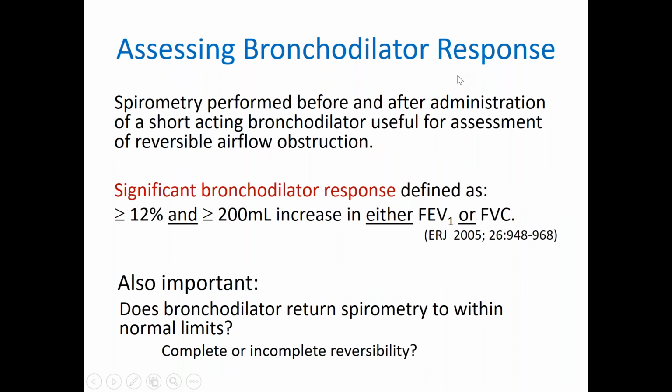The other important aspect in terms of assessing asthma is to look at bronchodilator response. So we perform spirometry before and after administration of a short-acting bronchodilator, and this can be useful for assessing if there's any reversible airflow obstruction. The definition of a significant bronchodilator response is an increase in either FEV1 or FVC that is at least 12% and also at least 200 mils. So you need to see a percentage change and an absolute volume change in either FEV1 or FVC to define that as a significant bronchodilator response.